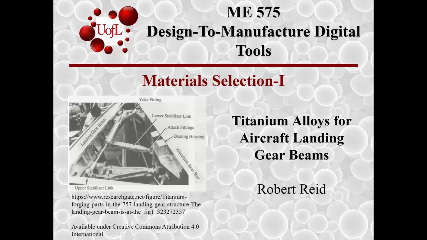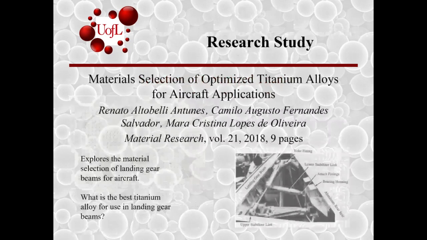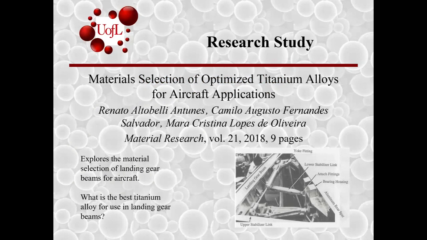My name is Robert Reid, and my presentation for Material Selection 1 is over titanium alloys for aircraft landing gear beams. The paper that I read to gather this information was Material Selection of Optimized Titanium Alloys for Aircraft Applications, and it basically explores the material selection of landing gear beams for aircraft. So they're trying to find out what the best titanium alloys for use in landing gear beams is.